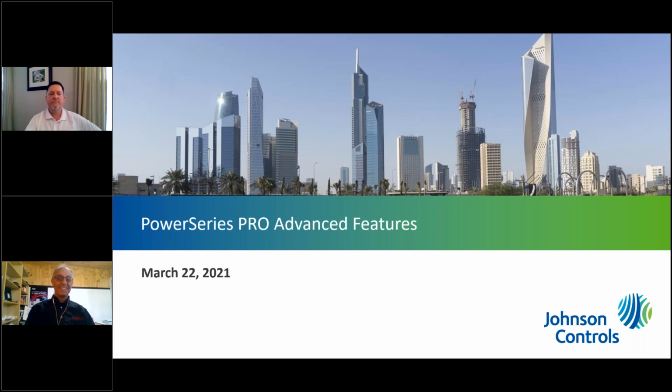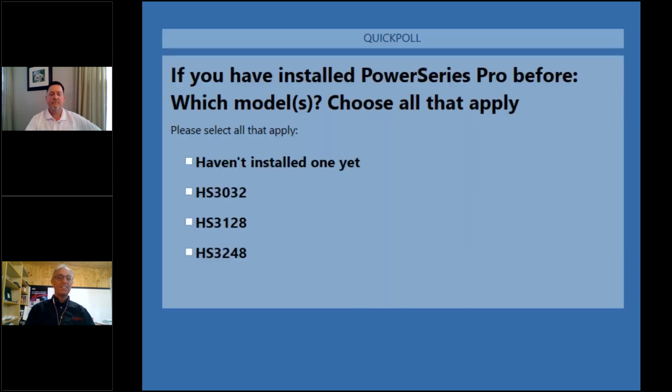So if you have installed PowerSeries Pro before, which models? So HS3032, 3128, or 3248? All right. So about pretty even between 3032 and the 3128. Small number at the 3248. But pretty even results right across the board there. All right, we'll give that a couple more seconds. And we'll close it.